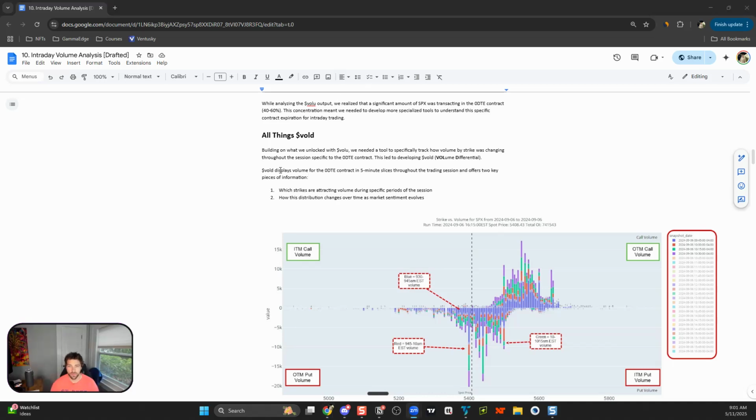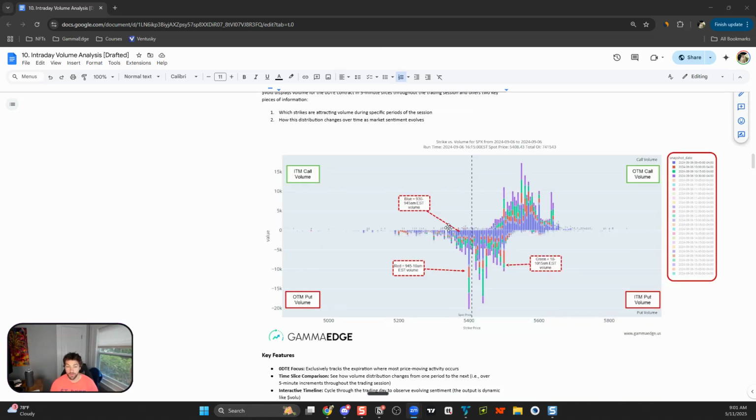So in short, vol-D displays volume for the 0DT contract specifically in 5-minute slices throughout the trading session, and offers two key pieces of information: what strikes are attracting volume during a specific period of the session, and how that volume changes over time as market sentiment evolves. Said another way, on a 5-minute basis, we aggregate the call and put volume, and we plot each 5-minute segment throughout the session.